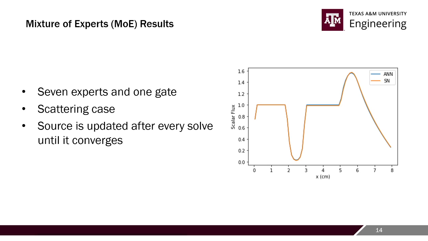So again, this is the same mixture of experts model, and here again, 7 experts and 1 gate. And so this is the scattering case. And this has to undergo the source iteration method that I've been describing, where the source is updated after every solve until it converges. And this result is really good because we are able to fully converge even through source iteration, where a small amount of error would build up over time and cause our solution not to converge. So the fact that we're able to closely approximate the SN solution with this neural net, even having to undergo source iteration, shows that this is a really, really strong and well-trained neural net.